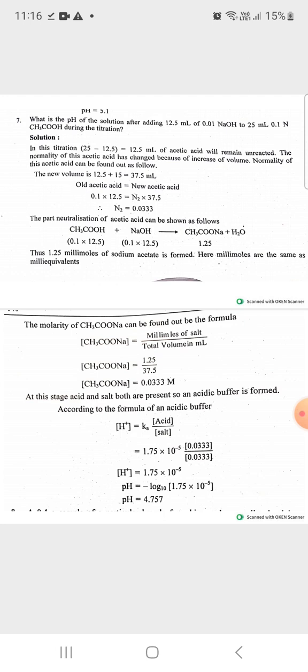But we have to determine pH. So pH is equal to minus log to the base 10 of H plus ions. We put the value of H plus there, that is 1.75 into 10 raised to minus 5, and by calculating with the help of a scientific calculator, the pH becomes 4.757.